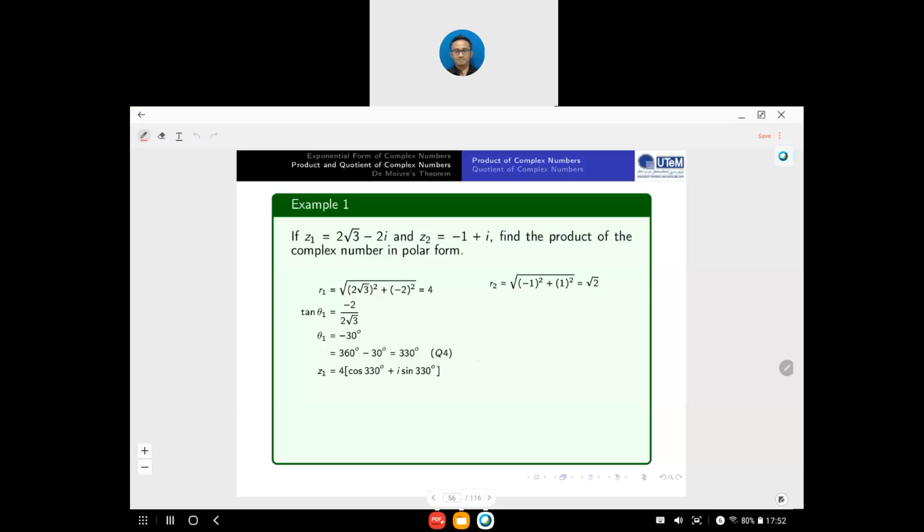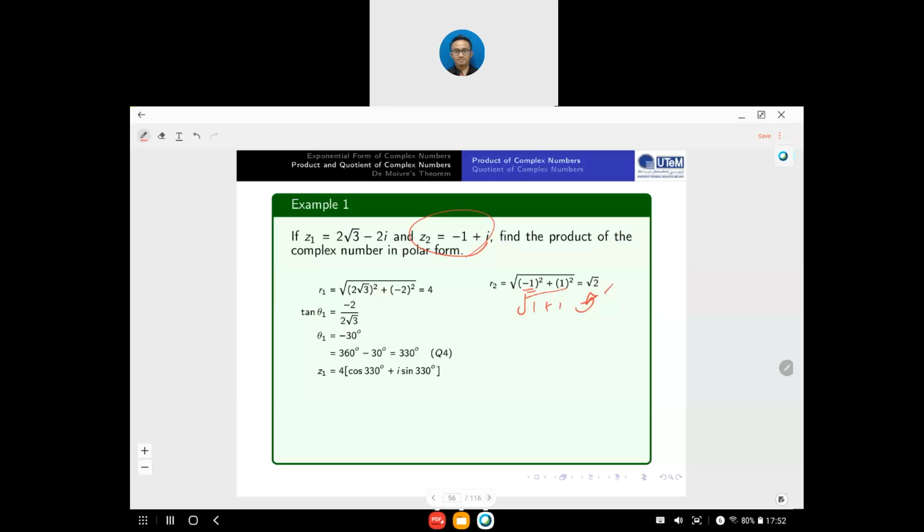Next, we want to find Z2. For this one, first, negative 1 square plus 1 square. So when you solve, negative 1 square equal to 1, plus 1 equal to 2. So this one you cannot simplify, that's why I will put it as root 2. If you can simplify, simplify. Don't put it in decimal, it is not nice.